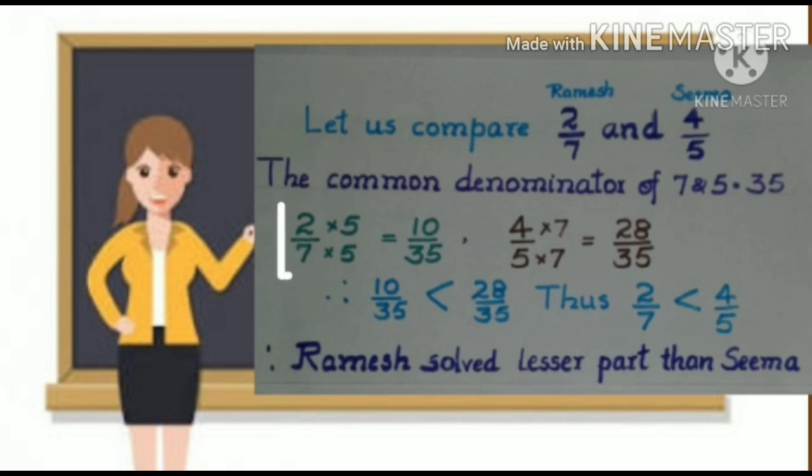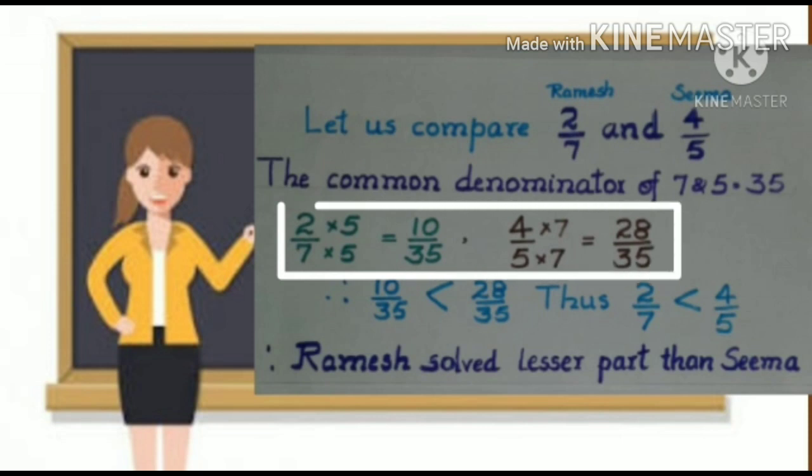So 2 upon 7, both multiplied by 5. We get 5 times 7 is 35 and 5 times 2 is 10. So we get 10 upon 35. Take 4 upon 5. Multiply both by 7. 7 times 5 is 35 and 7 times 4 is 28. Here we get 28 by 35.